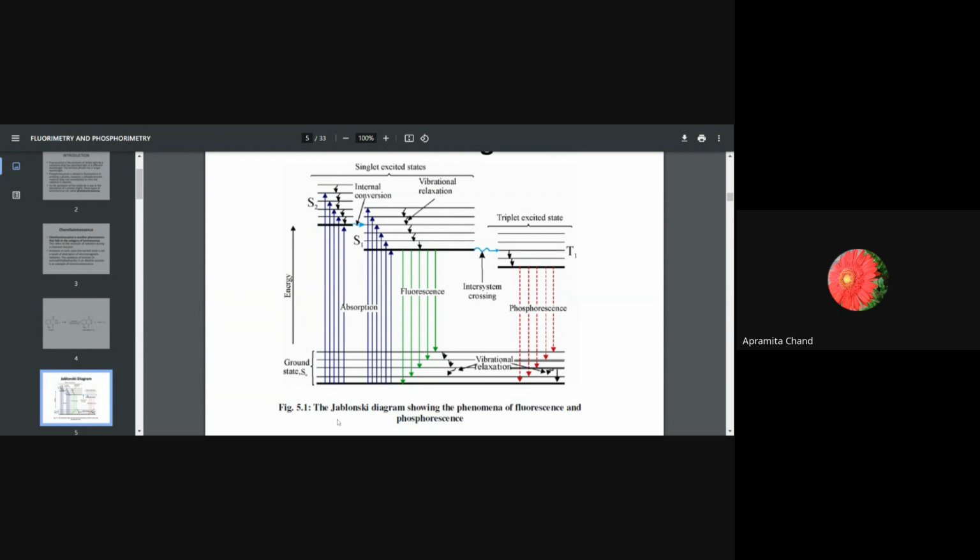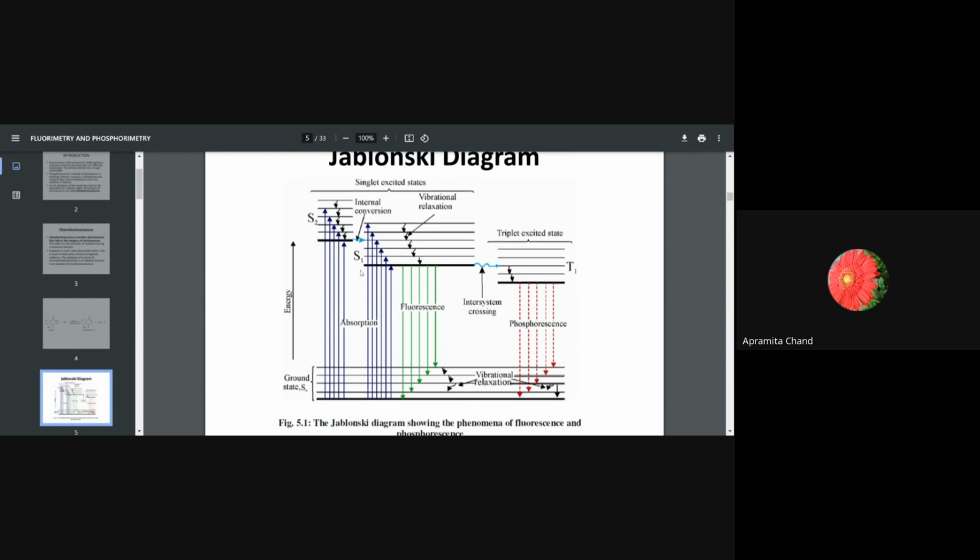Suppose something is present in the ground state and it is getting excited to either the first singlet excited state or the second, and within these excited states there will be so many other internal levels. So maybe it is getting excited to the highest singlet excited state, and then it gradually decays back to the lowest excited state. From S2 to S1, one kind of transition occurs, which is known as internal conversion.